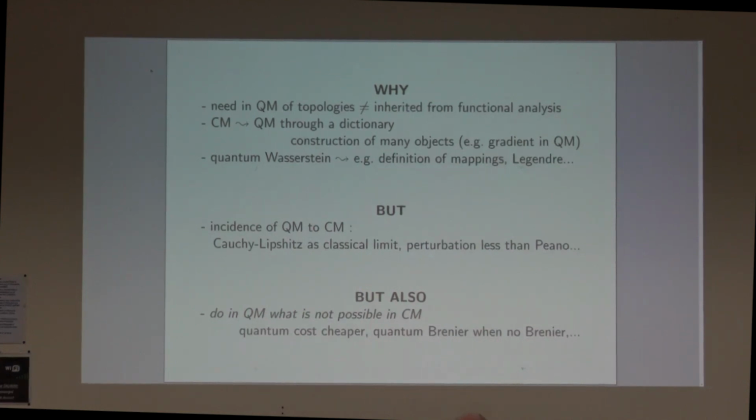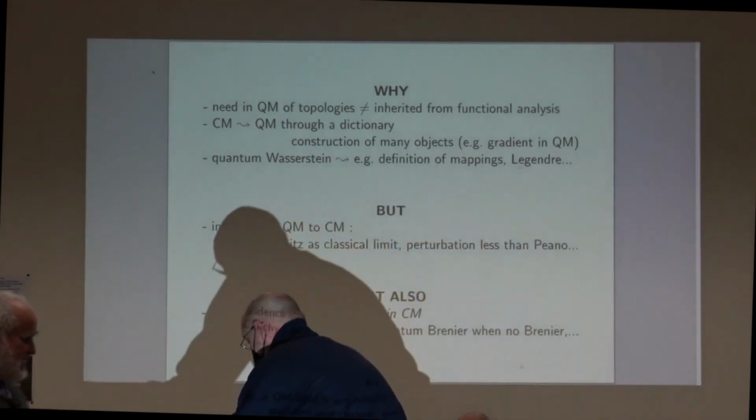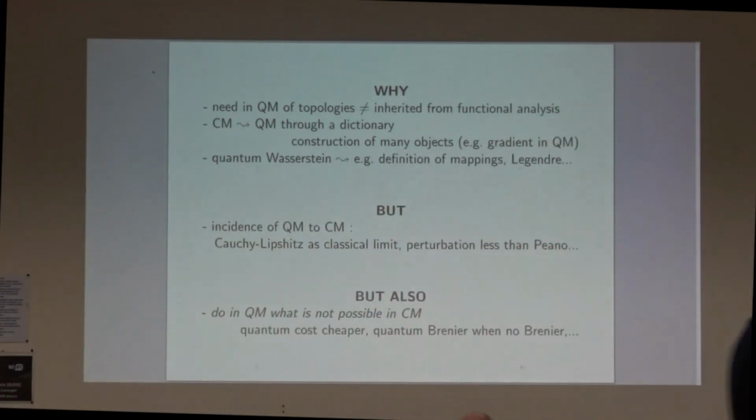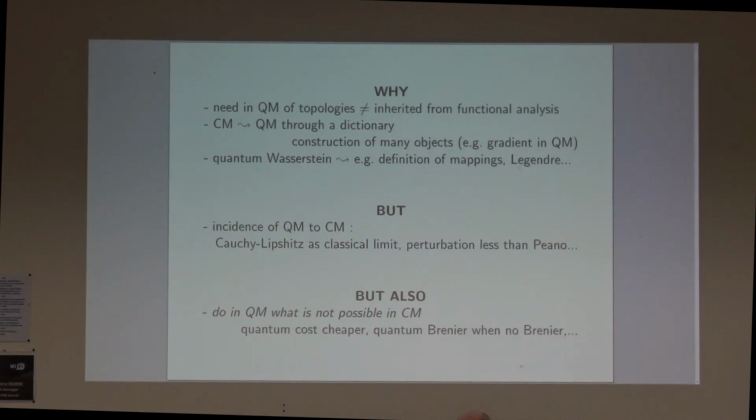But I will also show you an incidence of quantum mechanics on classical mechanics. For example, I will show you how this new topology allows to recover the classical dynamics under the Cauchy-Lipschitz paradigm, so to speak, which is a natural one, which ensures existence and uniqueness, how you can get it as a classical limit of quantum mechanics, and which is something new, because up to now, I will talk more precisely on this, up to now, you needed to have a lot of regularity in order to get this limit.